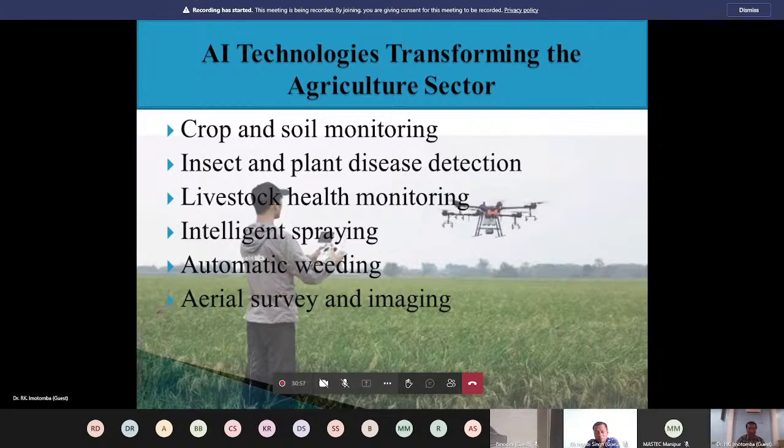Likewise, AI technology is being used for spraying of pesticides. Nowadays we use drones developed under these AI technologies to spray and cover a larger area in a short period of time, with the exact quantity of fertilizer or pesticides to be spread per unit area. Then aerial survey and imaging of a particular field, crops, or animal farms can be done using these AI technologies.